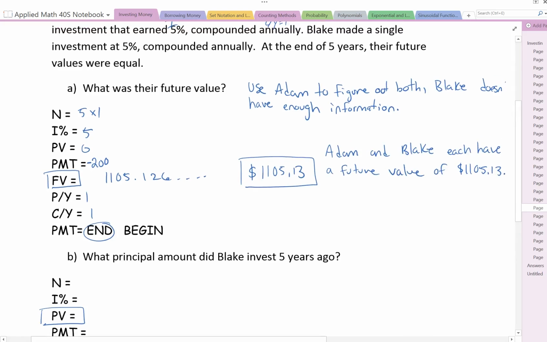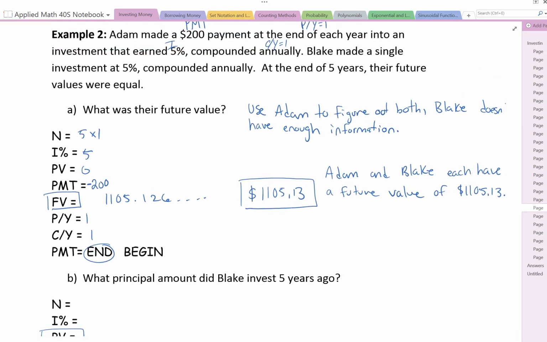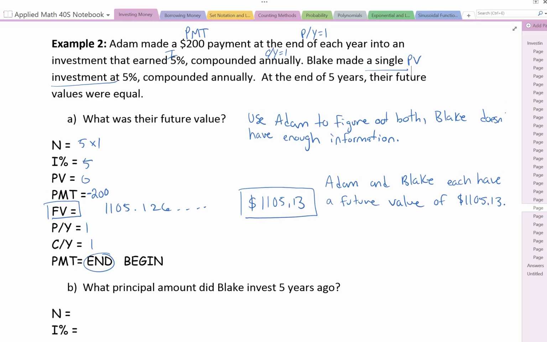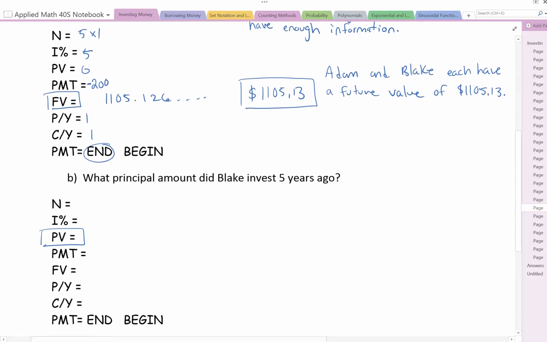So we're figuring out PV. Why PV? Because it says Blake made a single investment. Single investment is referring to PV rather than the 200 payments that Adam made. So here we're solving for PV. The number of years stays the same. Because it's a PV, P/Y is 1, so it's 5 times 1. The interest is the same, 5. There's no regular payments, right? But we're going to leave that future value.